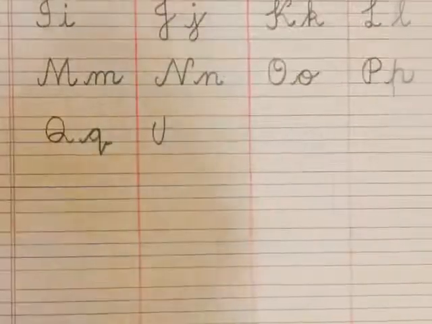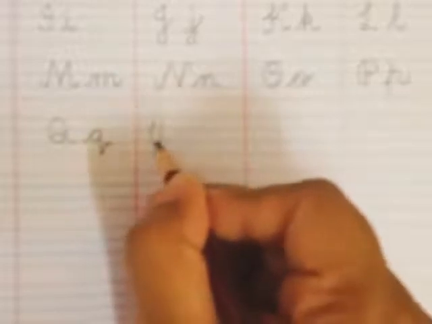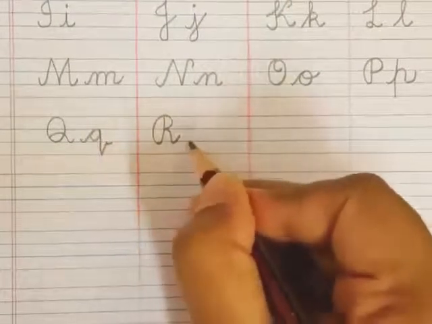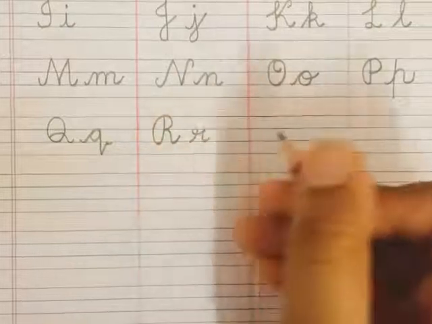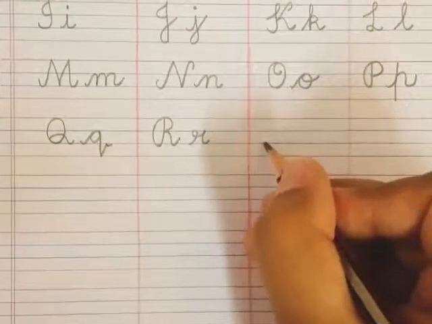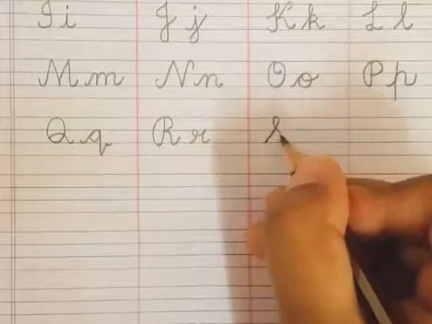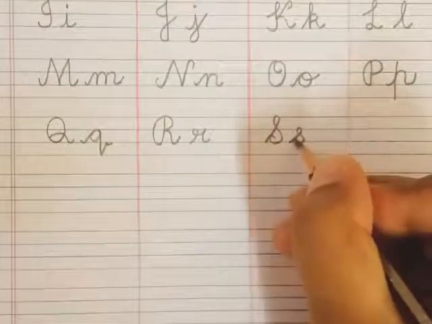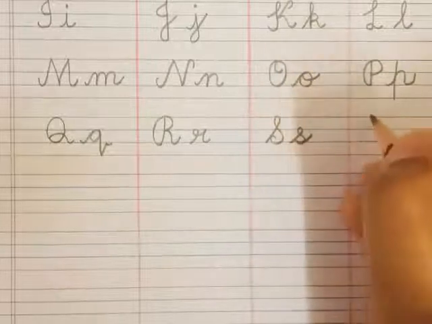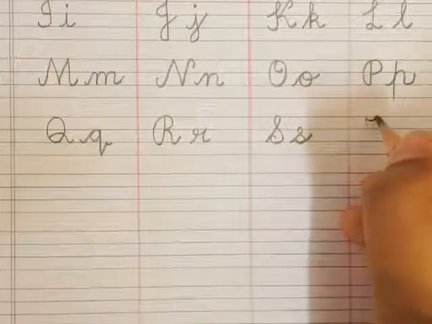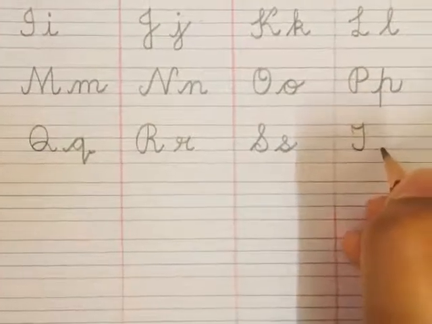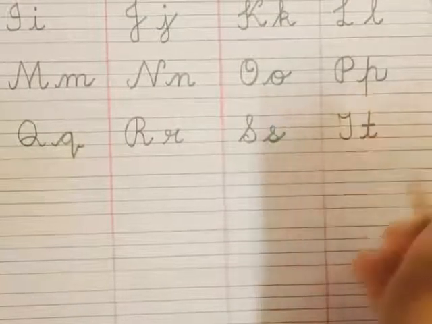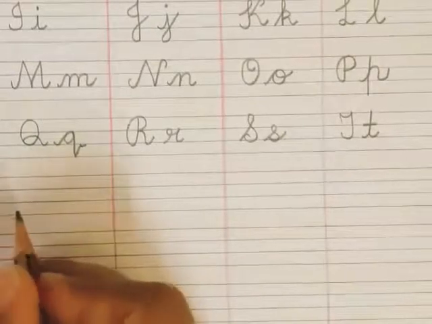Next is R. Now small r. Next is S. Small s. T. Then is U.